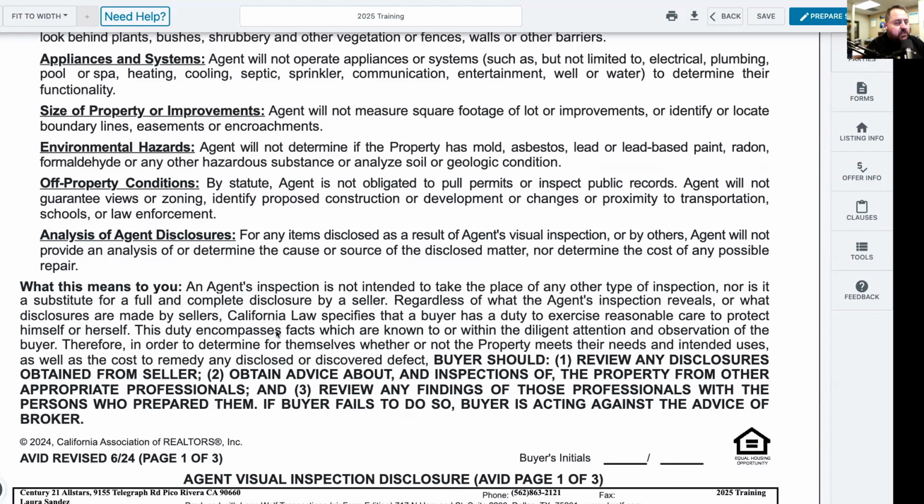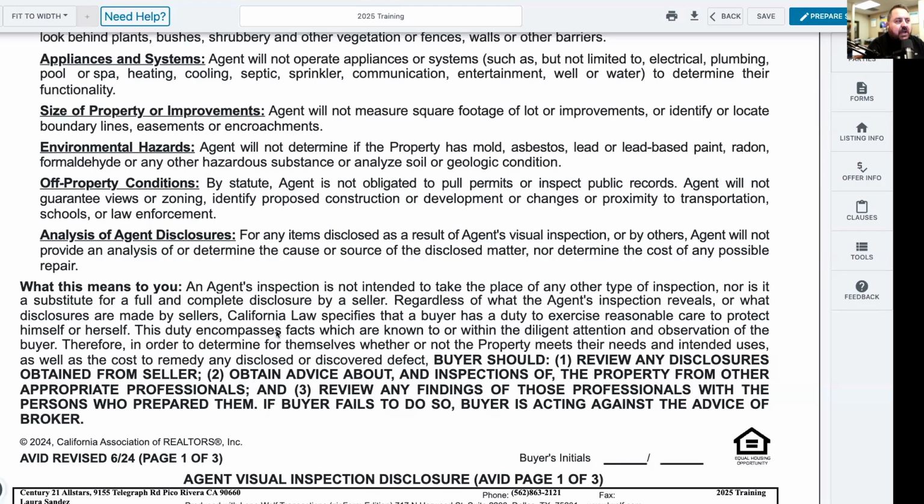Off property. So by statute, agents are not obligated to pull permits or inspect public records. Agent will not guarantee views or zoning. That's a big one too. And I mean, not a lot for us, but there's a lot of times where people say, oh, this has got an amazing view. You're going to have this view for the next 30 years. And then all of a sudden somebody builds something that cuts off their view. You're not responsible for knowing if that view is going to exist for the life of their living in that home. Right.